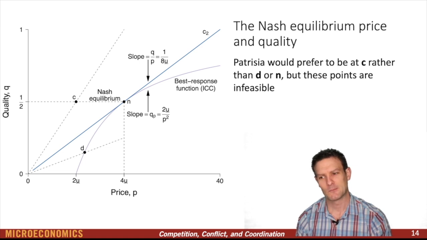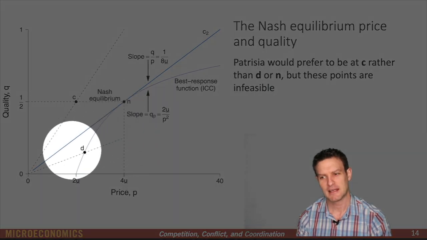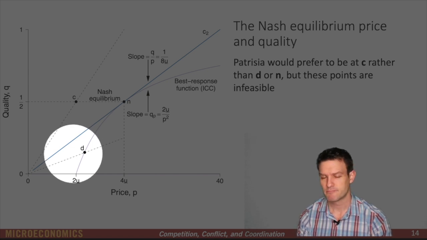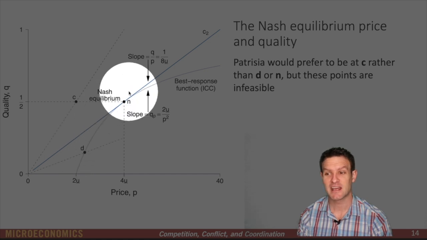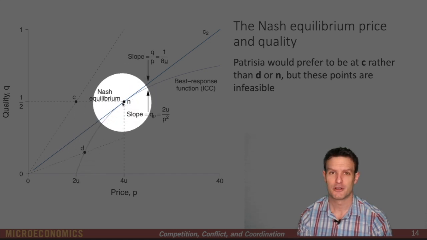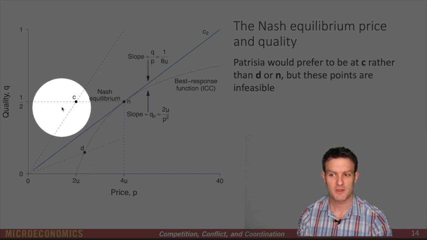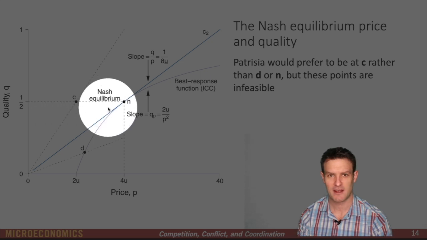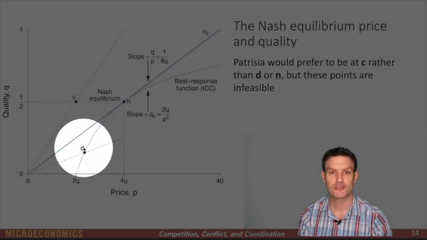Similarly, if we're comparing points N and D, well, we can see here, if she has the option, would she choose point D? No, she'd not choose point D. What she can do instead is offer a higher price and get more quality and move up to point N. So we saw that C was infeasible relative to N, but D is not an optimum.